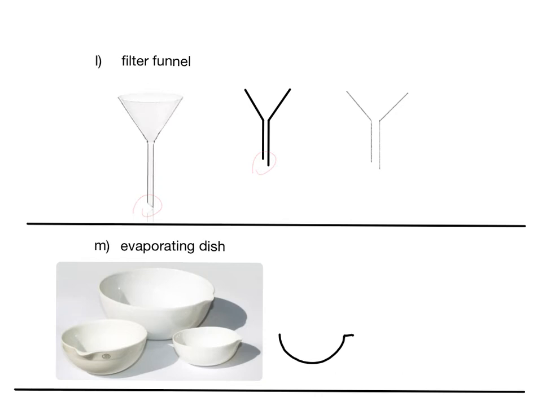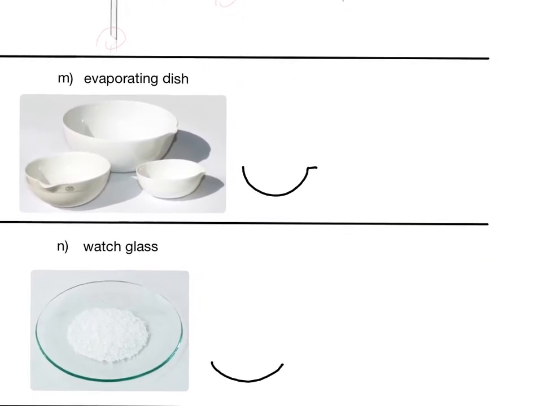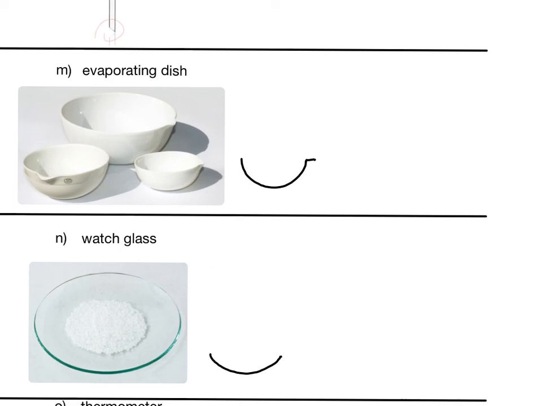Okay, and then the next one, evaporating dish. Unfortunately you can hardly use a ruler to help you in this case because lots of the parts have to be based on your hand. Okay, try your very best to draw a very beautiful circle.